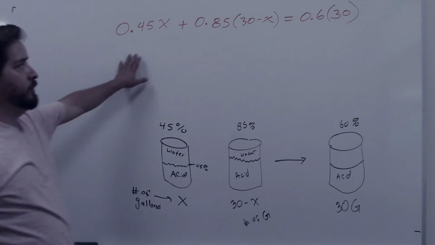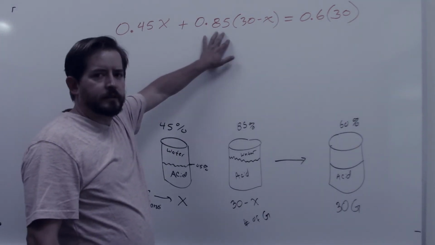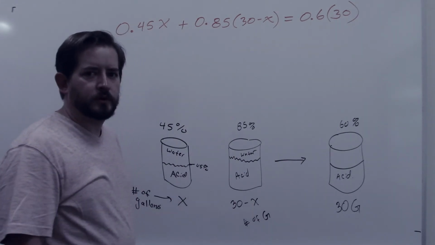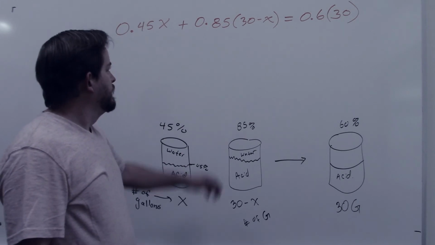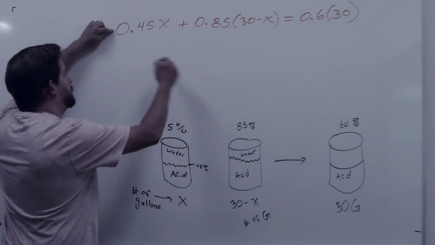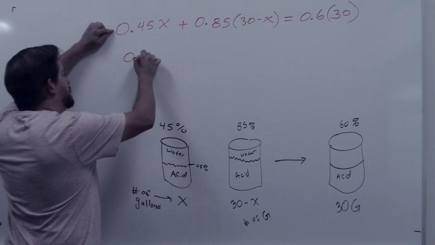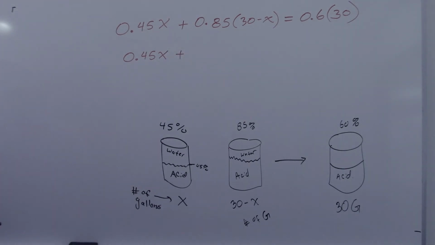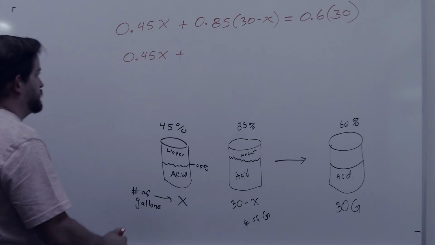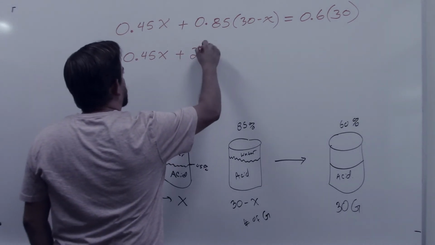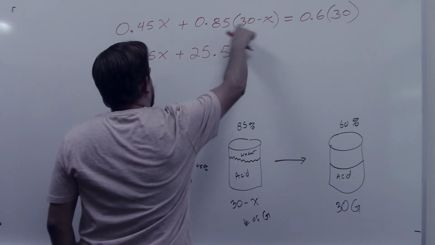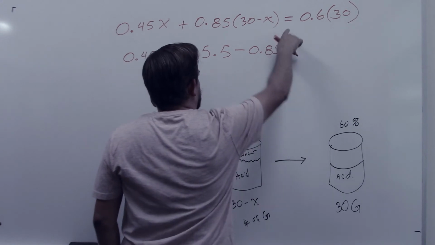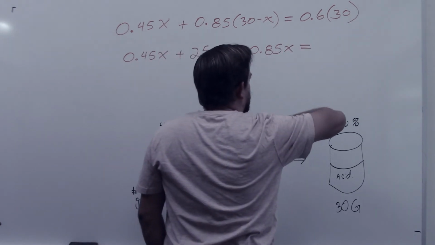So at this point, once again, we have decimals. Don't be scared of decimals. We've essentially reduced it all the way down to a section 1.4, 1.3 problem again. So let's distribute this. This 0.45X is going to stay. Here I've got 0.85 times 30, which is 25.5, minus 0.85X, equals 18.